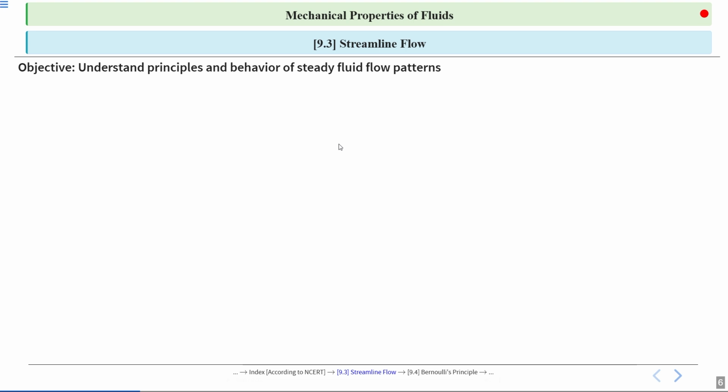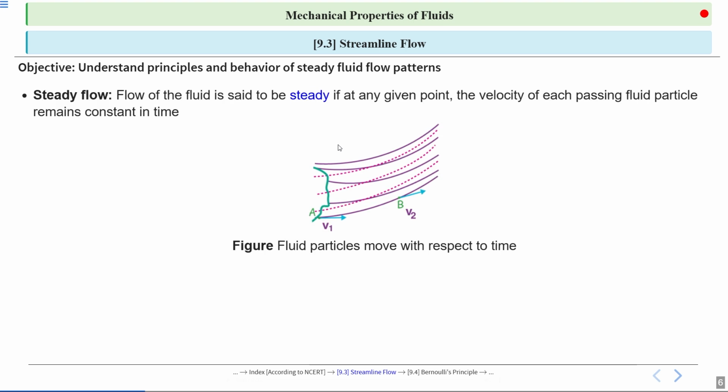Now, let's define steady flow. In steady flow, the velocity of each fluid particle passing through a given point remains constant over time. That means if you watch a particular spot in the fluid, the speed and direction of the fluid at that spot don't change as time passes.